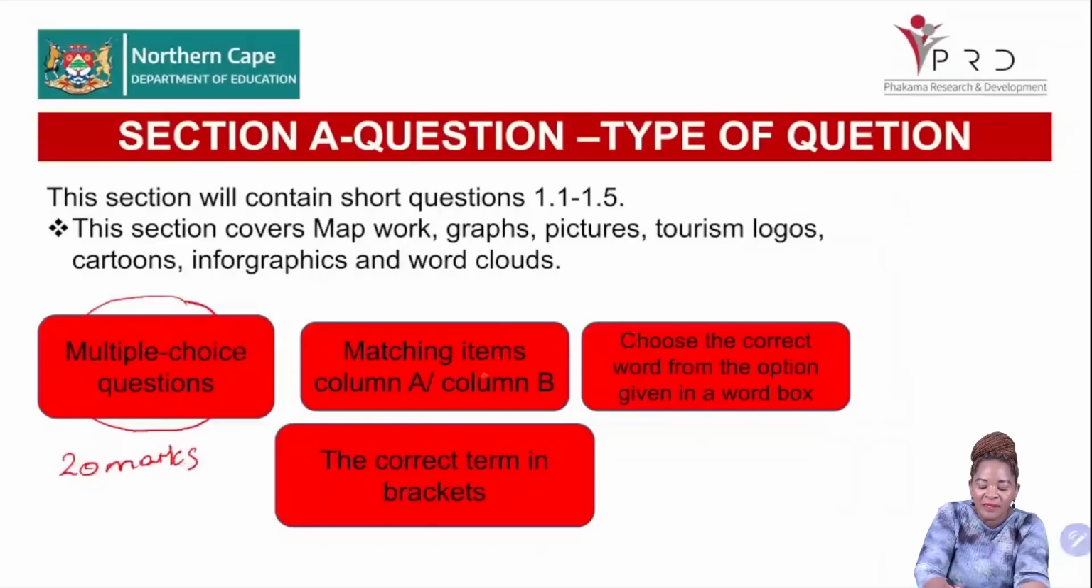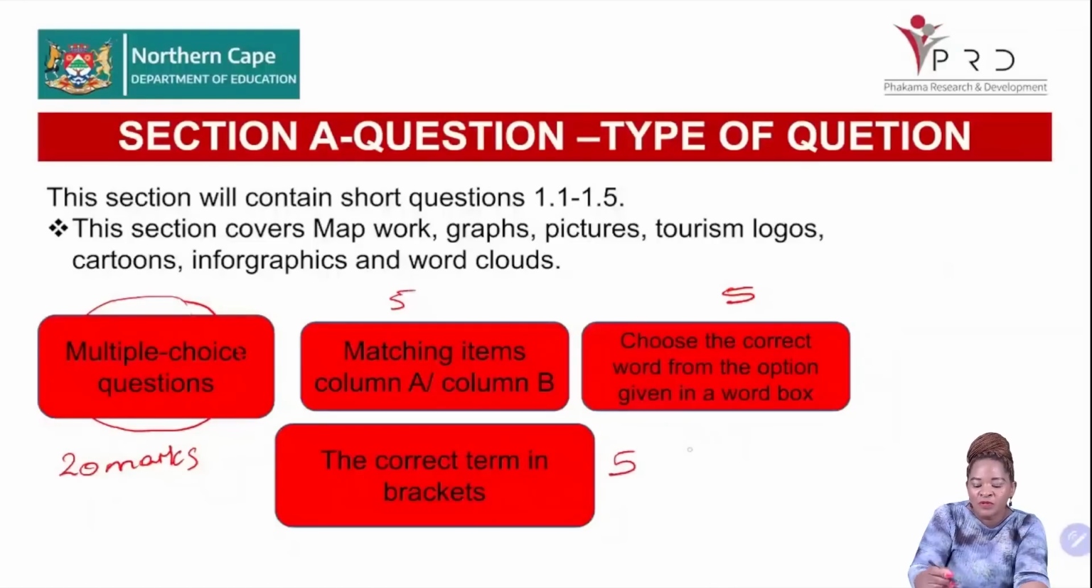You are looking at the matching items, column A and B, which is 5 marks. Choose the correct word from the options given in a word box. It is also 5 marks. And then you have 5 marks here. And there is another 5 marks.